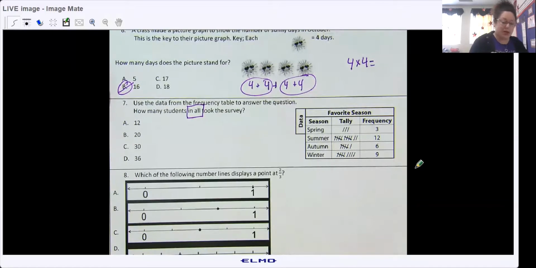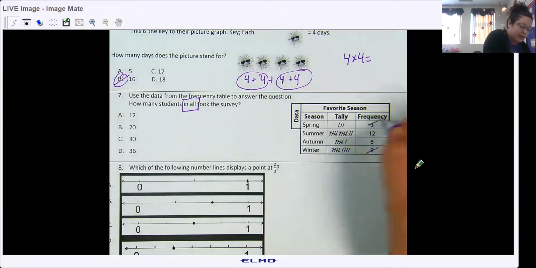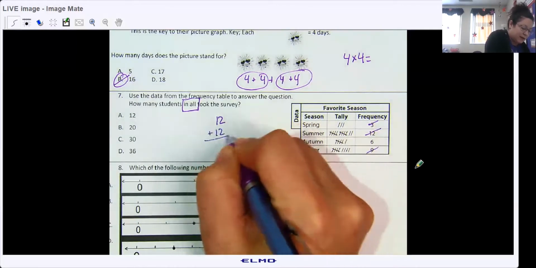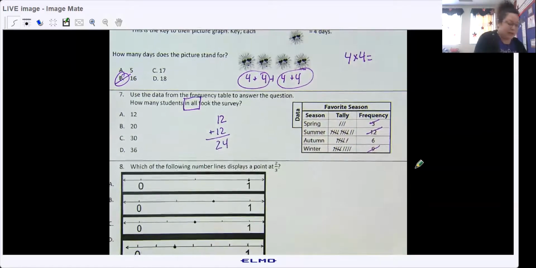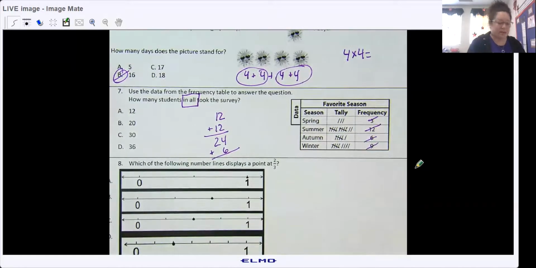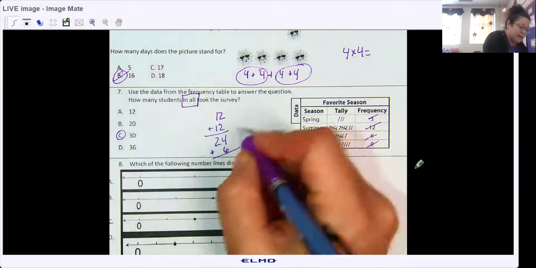So hopefully you should have been able to add that up. Here's how I do it. I know 9 plus 3 is 12, and then I've got 12 here. So I get 24, and then I add my 6. And don't try to add it in your head, write it out, and you should have gotten 30.